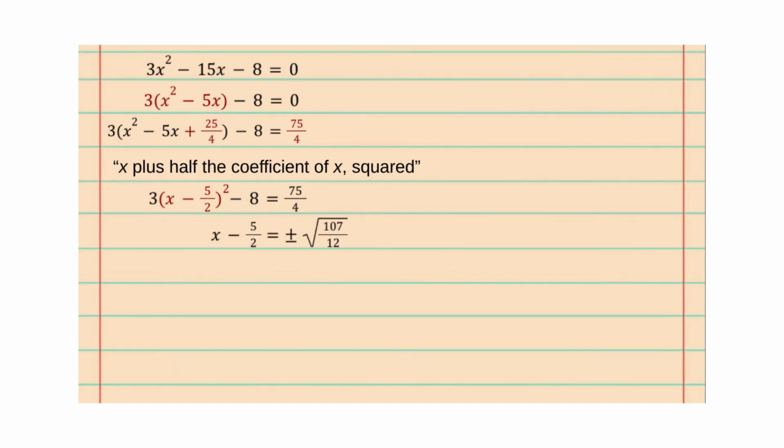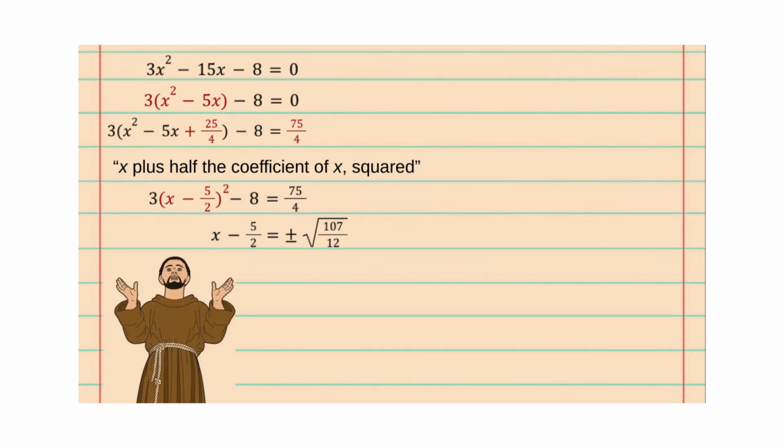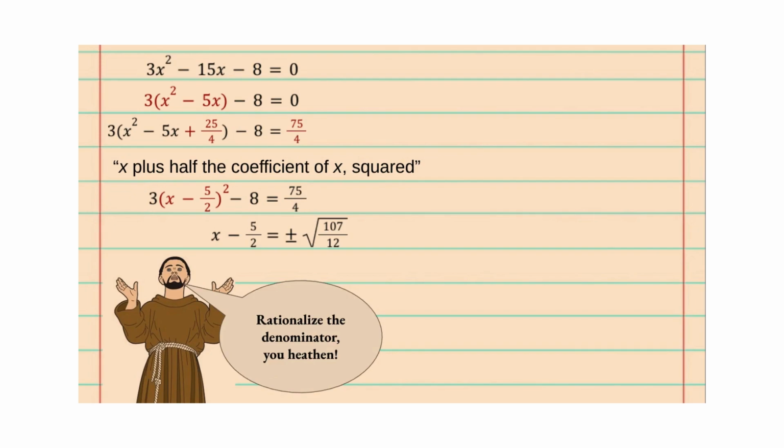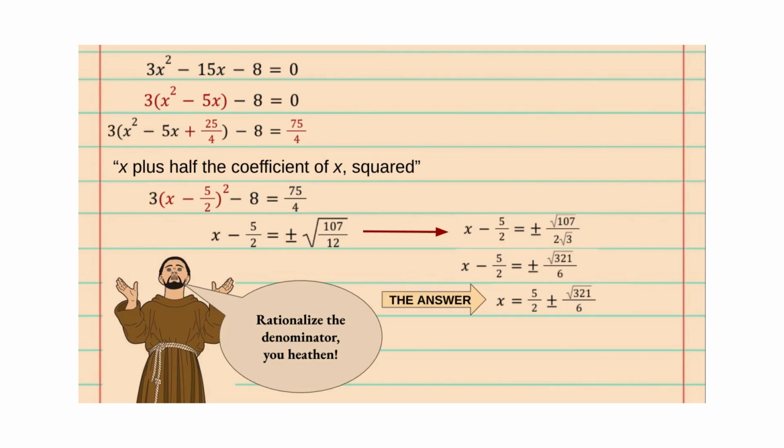So we can leave this radical this way, right? Wrong, says Mr. Monk. Oh, fine, whatever. Feel free to pause the video to make sure you understand how to rationalize this denominator and get the answer. Okay, I'll assume we're ready to continue.